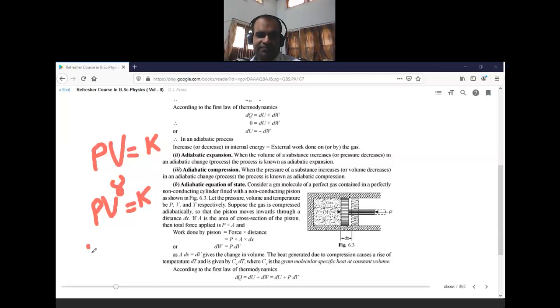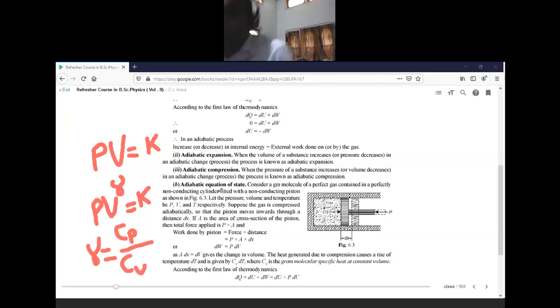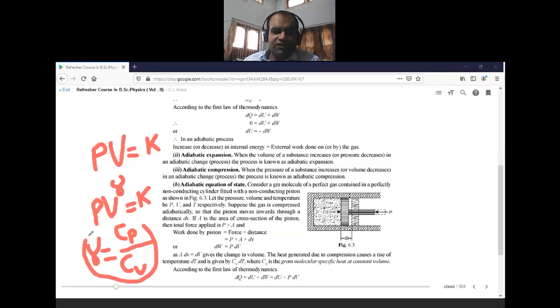Now, what is this quantity gamma? The quantity gamma is nothing but the ratio of the specific heats, Cp over Cv. Cp is the specific heat at constant pressure, and Cv is the specific heat at constant volume. So PV to the power Cp over Cv equal to K. But Cp over Cv is simply given by gamma, and this is the adiabatic equation of state.